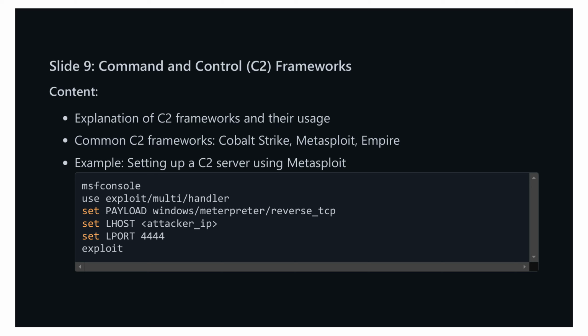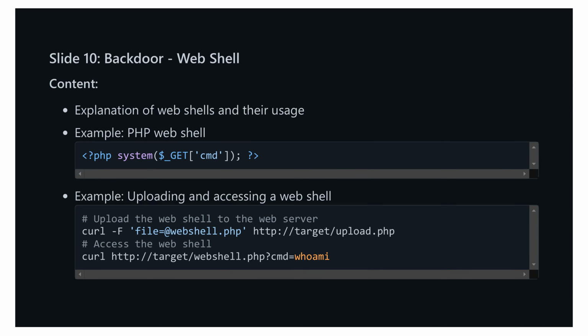Using this setup, the attacker can manage remote systems seamlessly through the Metasploit framework, highlighting the effectiveness of these tools in real-world scenarios. Next, we will discuss web shells in the upcoming slide. Now that we have discussed C2 frameworks and how to set up a C2 server using Metasploit, let's move on to another essential concept in penetration testing: backdoors, specifically web shells.